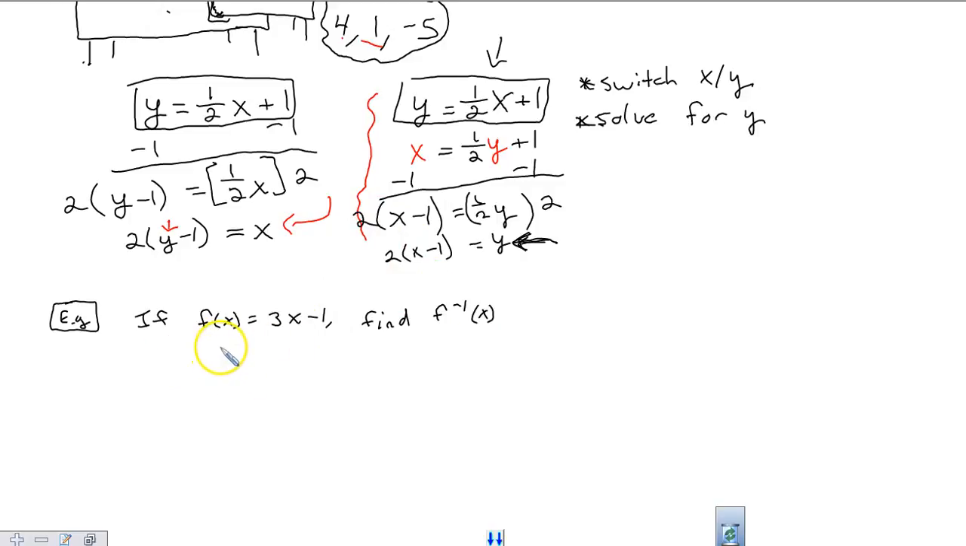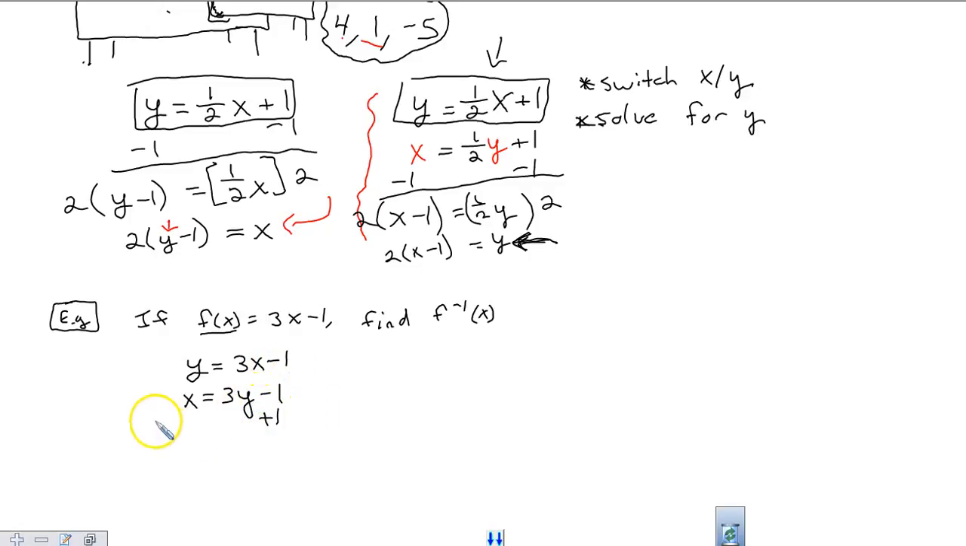Okay? So hopefully you guys remember from Algebra 1, if we have f of x equals something, we can always write that as y equals 3x minus 1. f of x is just another way to write y equals, in a way. So once we do that, now we're going to switch our variables. So notice the x takes the place of the y, and the y takes the place of the x. And then we're just going to solve for y.